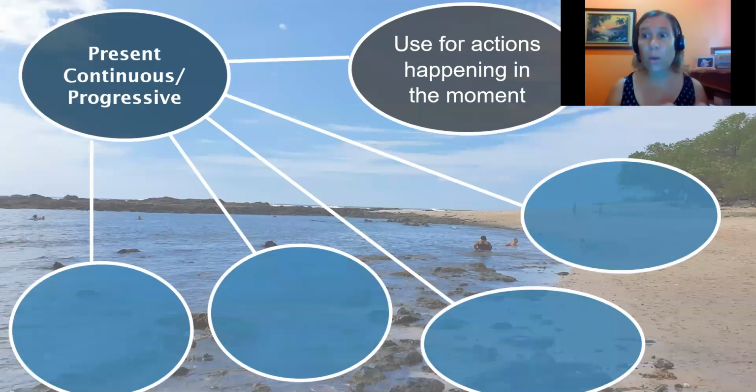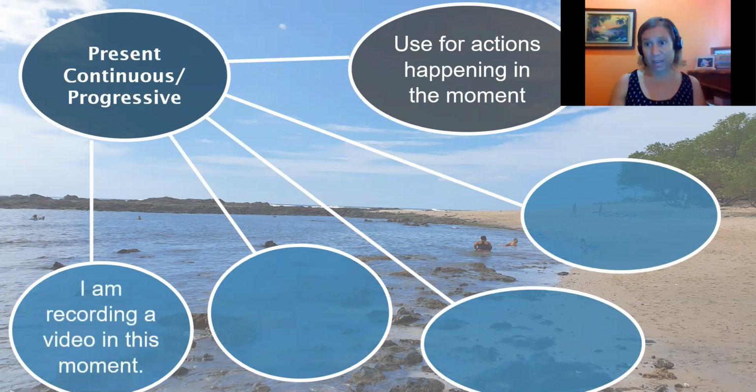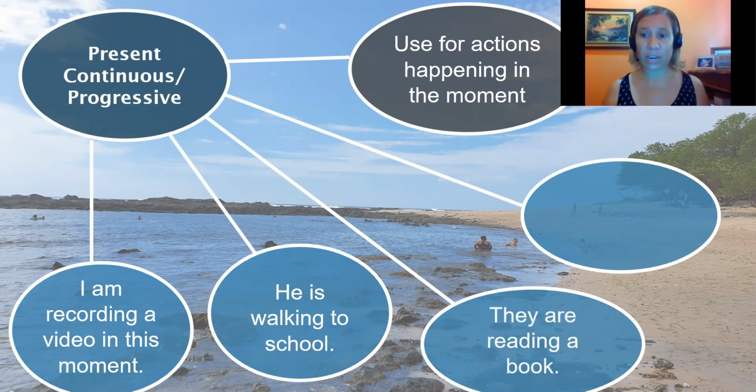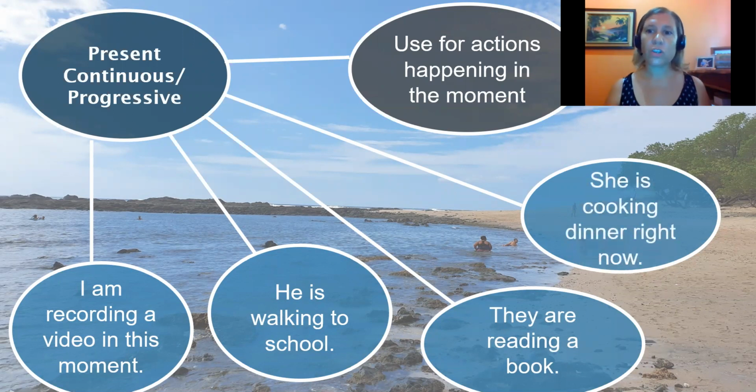Okay, now let's talk about when we use these forms. We can use this verb tense for actions happening in the moment, happening right now. Repeat after me. I am recording a video in this moment. He is walking to school. They are reading a book. She is cooking dinner right now.